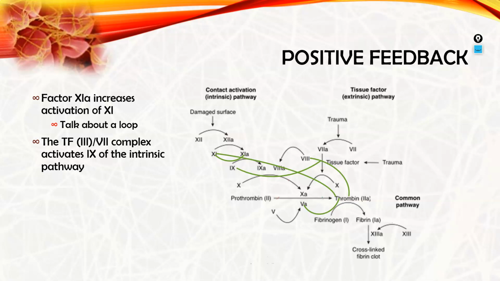So the positive feedback loops here: factor 11A increases activation of 11. So we have thrombin that's going around doing its thing. Then we also have this activated 11, 11A, which activates 11 to make more 11A, which activates 11 to make more 11A. We also see an interaction between the extrinsic pathway and the intrinsic pathway when the tissue factor and 7A come over here and activate 9. And that's how the extrinsic pathway actually initiates the intrinsic pathway.